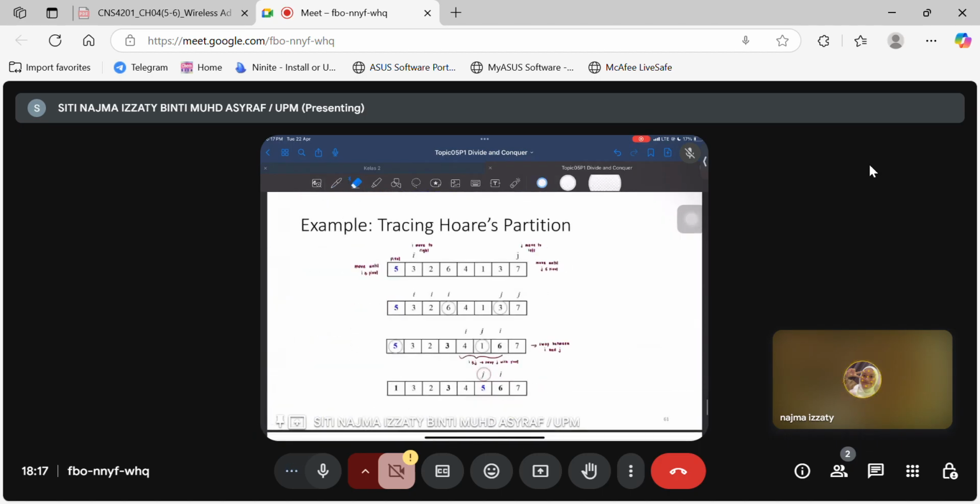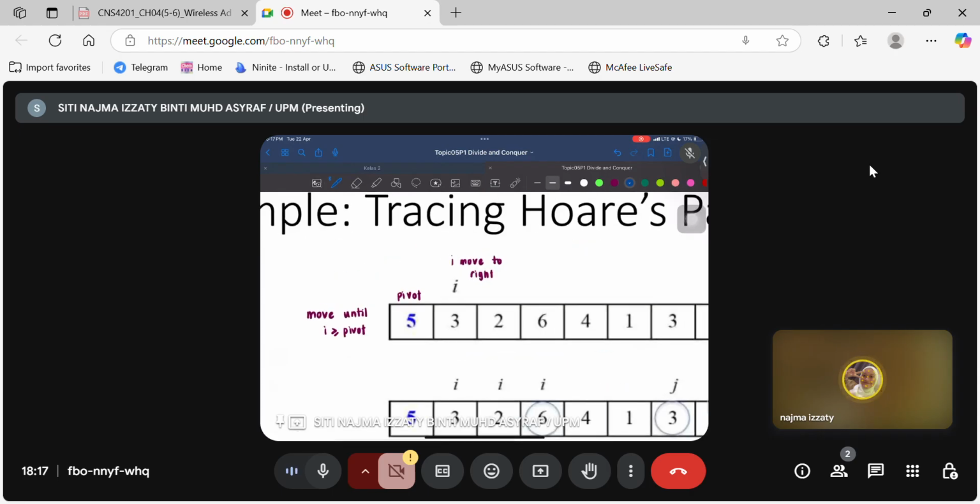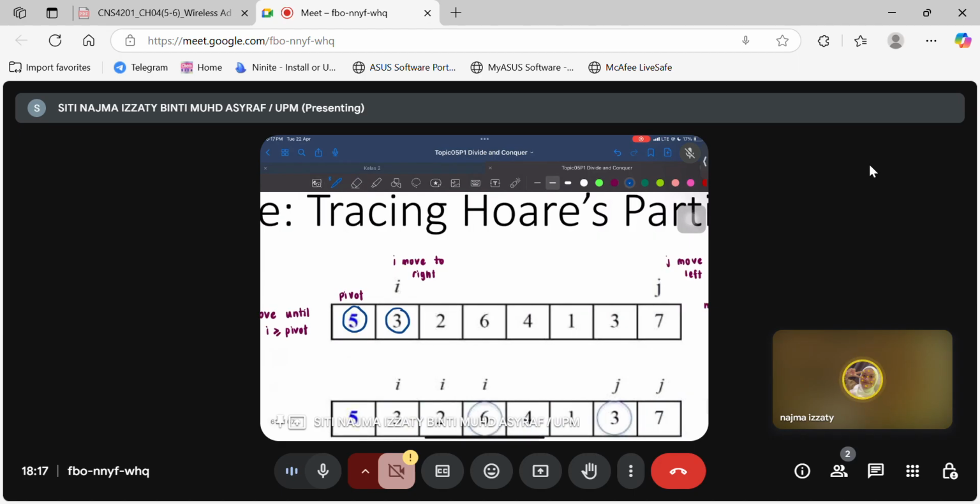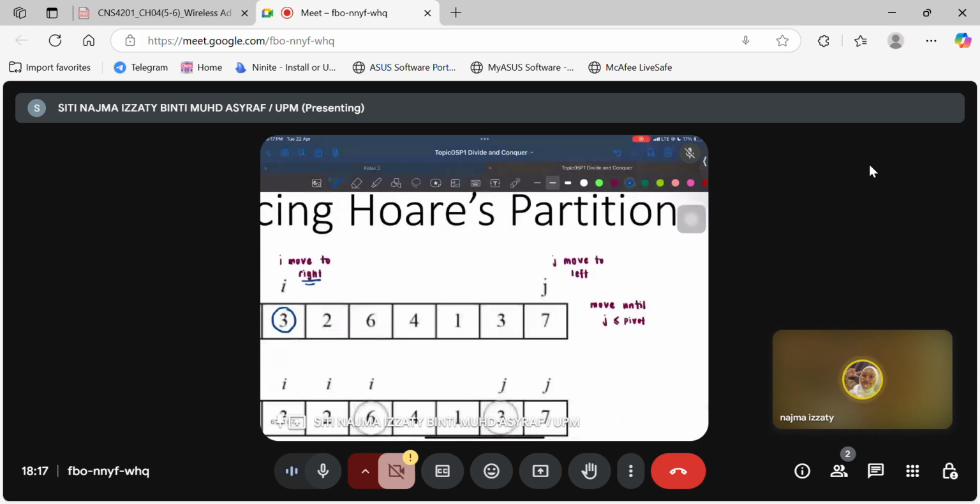Okay, next is tracing Hoare partition. Firstly, we see the pivot first. The pivot is the number 5 and I is number 3. So I will need to move to the right and J will need to move to the left, and J is number 7.